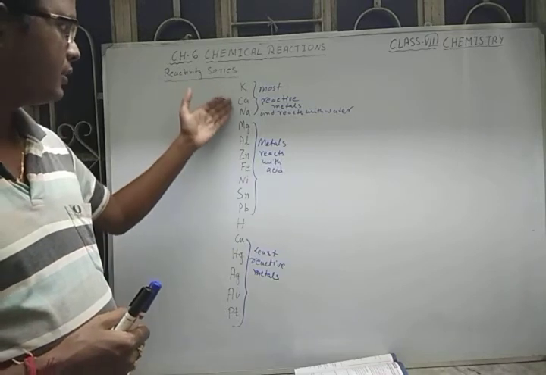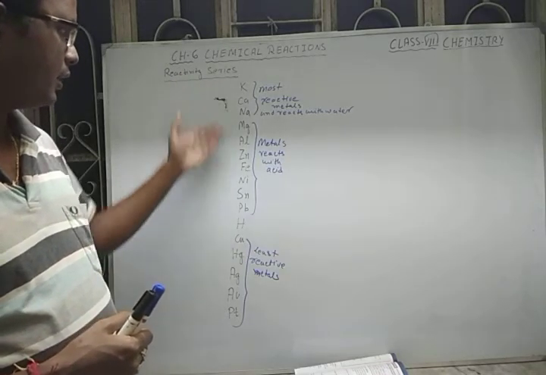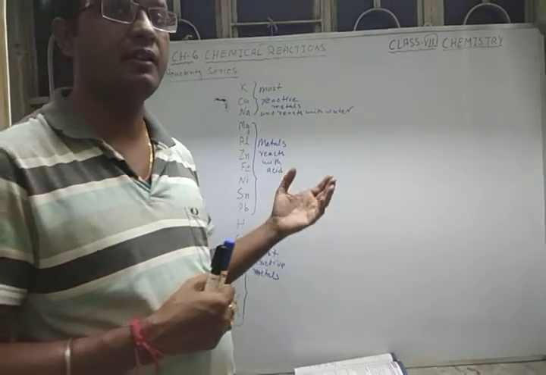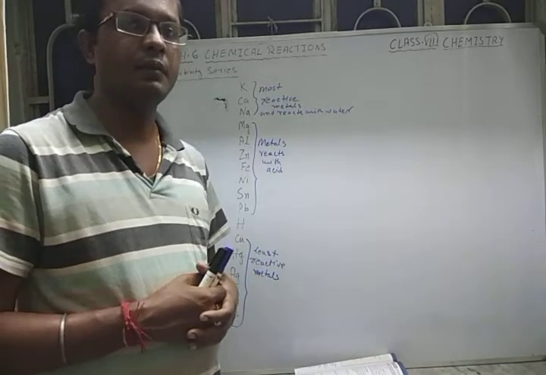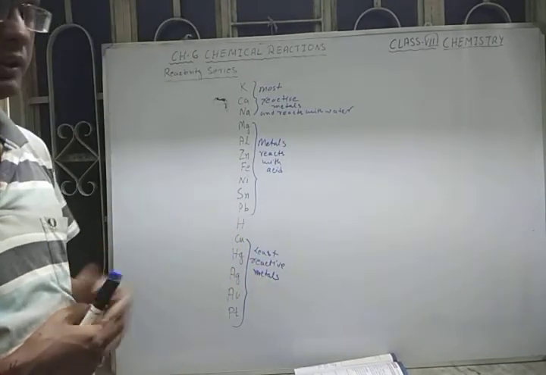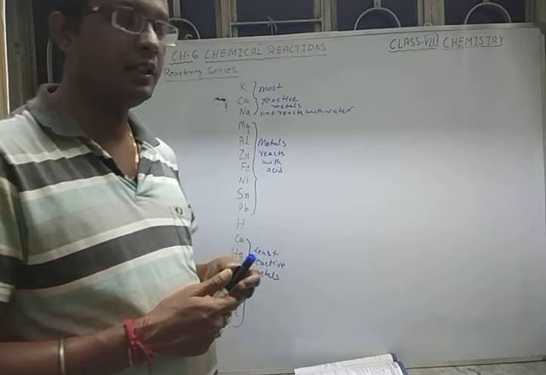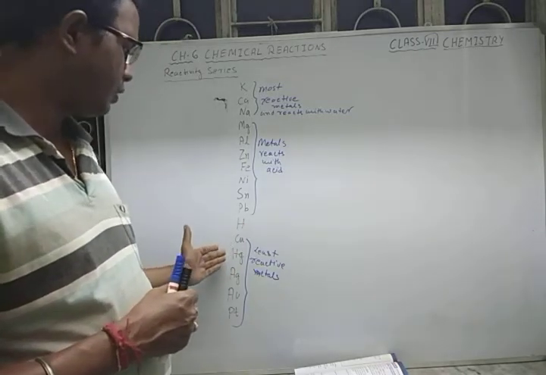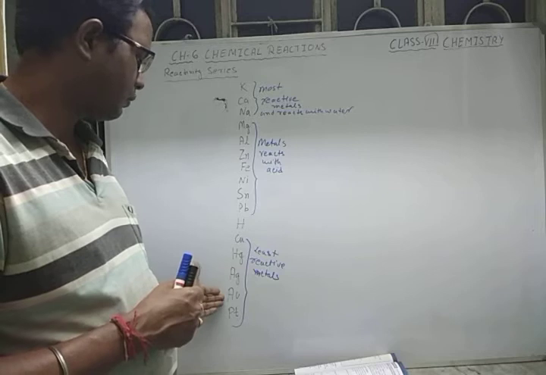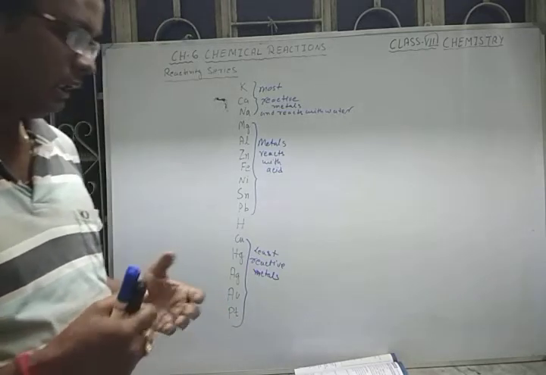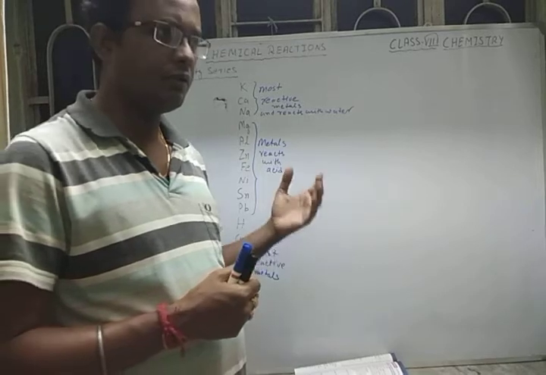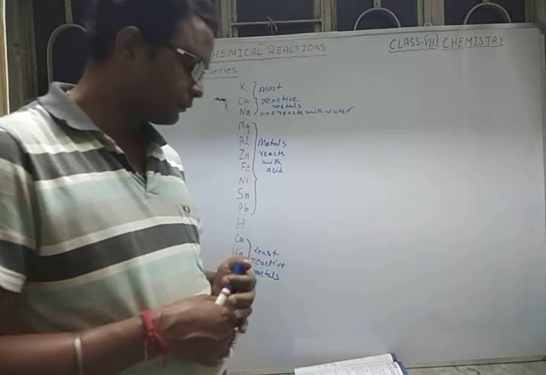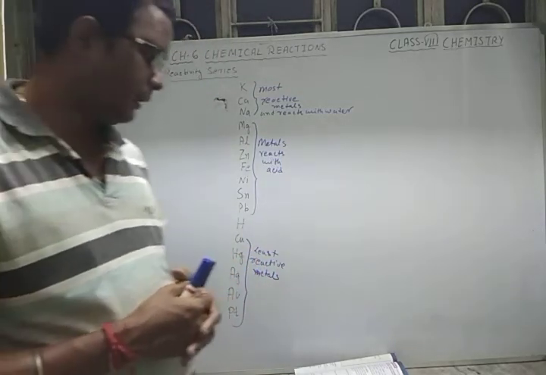The metals which are above hydrogen generally have a tendency to displace the least reactive metals from a compound, which we have already seen in displacement reactions, and I will show a few examples today also. After that, copper, mercury, silver, gold, and platinum are the least reactive metals. They do not react vigorously with oil, water, moisture, or oxygen.